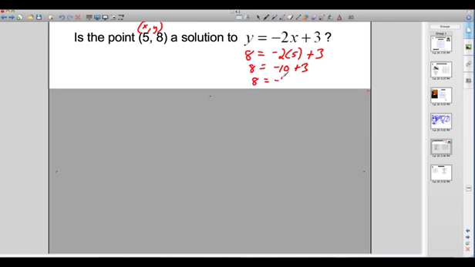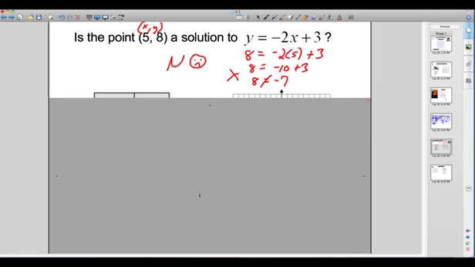No, that looks like negative 7, doesn't it? No, this is not the case. No, so this is not a solution to this. 8 does not equal negative 7, so it's not a solution. So this point would not be on the line.